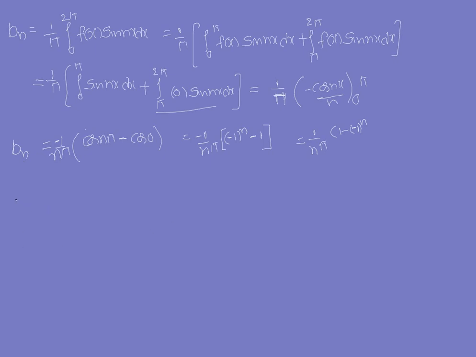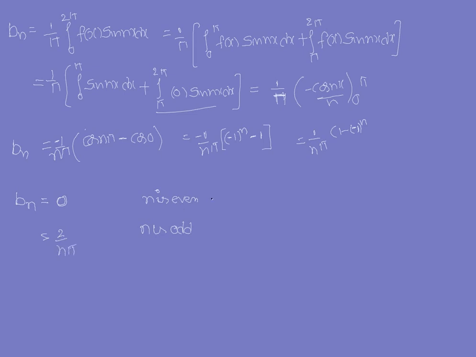So bn is equal to, if you substitute, let us consider if n is even, let us consider n equal to 2. So what happens here, it is plus 1, 1 minus 1 is 0, therefore if n is even, bn value is 0. If n is odd, what happens? (−1) to the power 1, that means 1 plus 1 is 2, so you are going to get 2 by nπ.